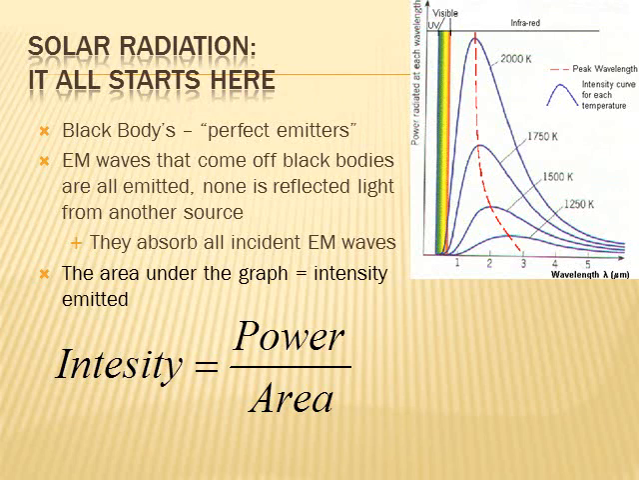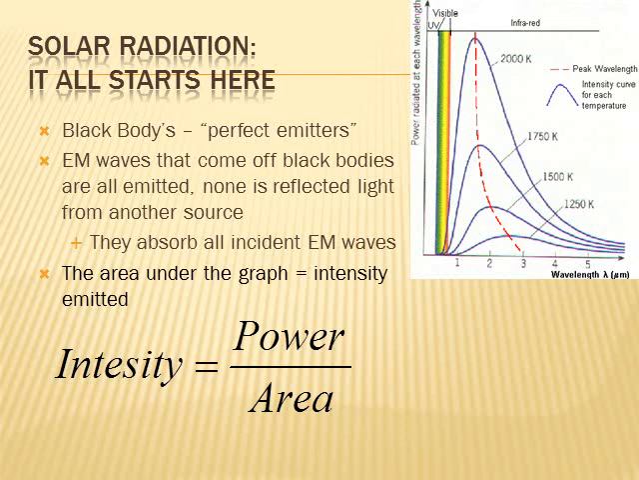The definition of a black body, though, is something that never reflects any light. It does not reflect light. Instead, it always absorbs all incident light. Okay, so all light that comes off of it, like all energy that comes off the sun, was emitted by the sun. It's a perfect emitter. None of it was bouncing off and came from somewhere else.